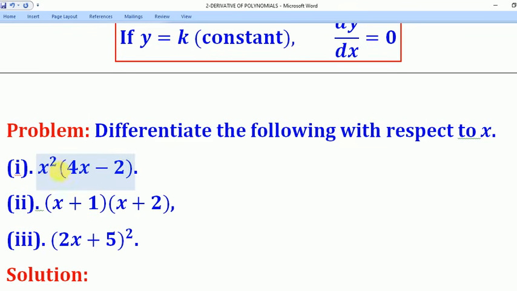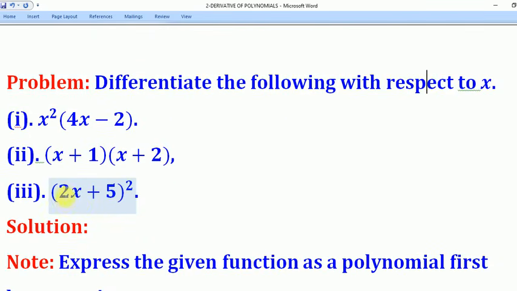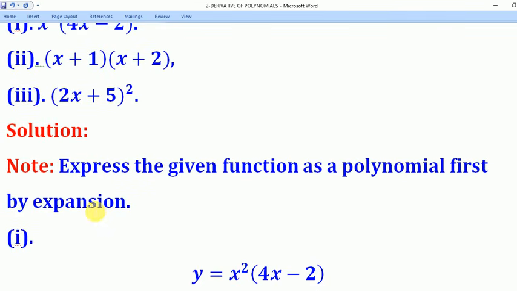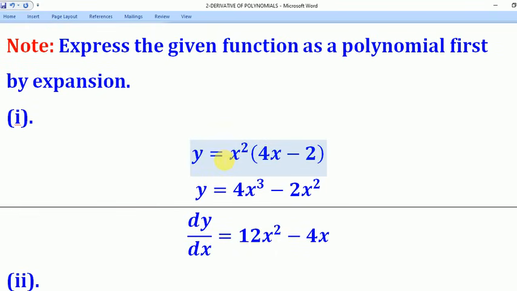(i) x squared times (4x minus 2). (ii) (x plus 1) multiplied by (x plus 2). (iii) (2x plus 5) squared. Here you should note that we have to express the given function as a polynomial first by expansion. After converting it into a polynomial, you can then differentiate term by term.